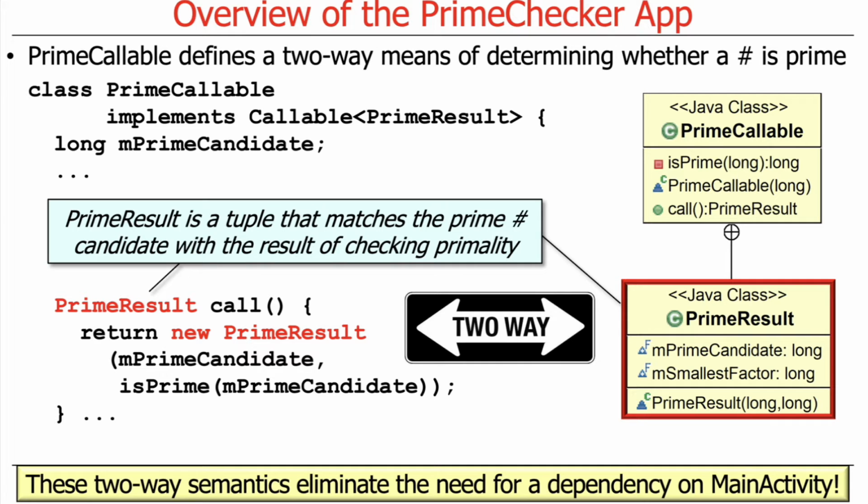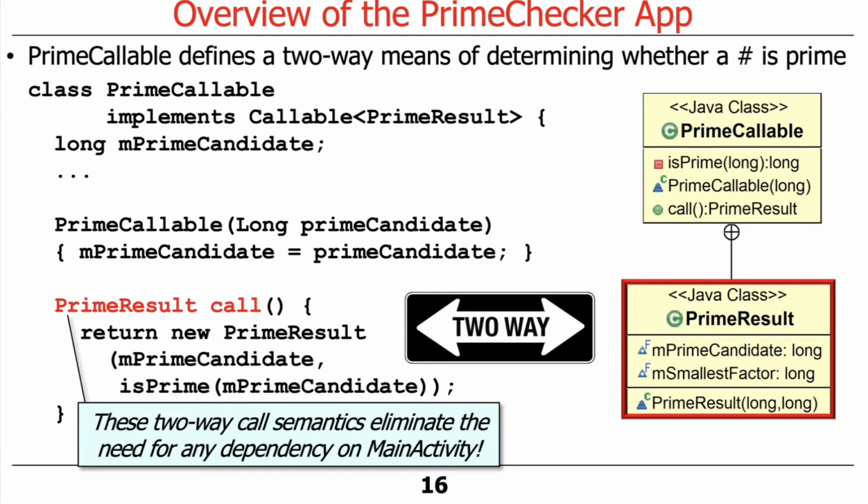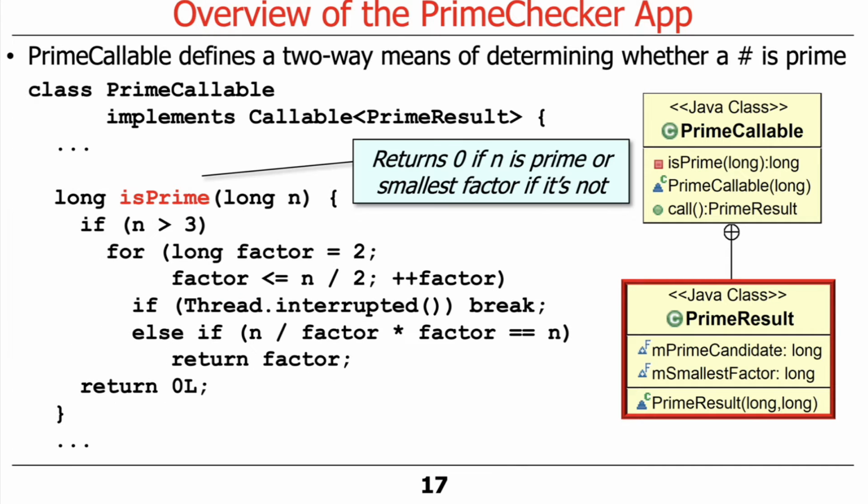The use of callable with its two-way ability, it is able to perform computation and return a result, eliminates the need for a dependency in prime callable on main activity. In contrast, if you go back and look at the earlier version of this app that worked for the executor interface, we had to pass in a reference to an activity. And that was more coupling than we want. You'll see why that's important in a minute. Okay. So as a consequence, we don't have any dependencies, which cleans up our code quite a bit.